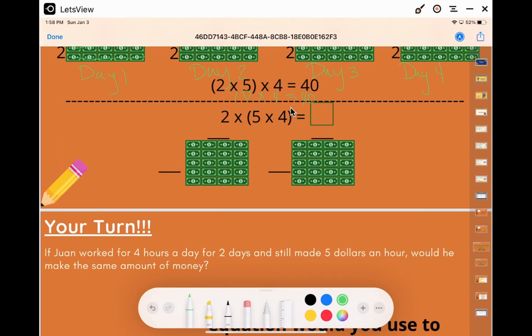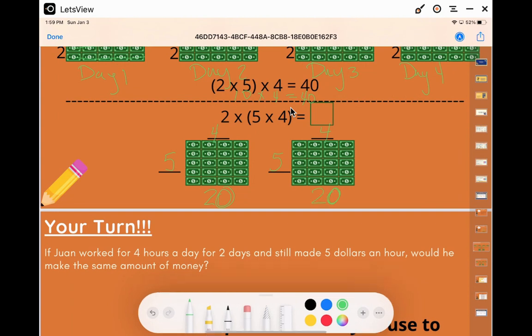If I want to count my rows here, I have 1, 2, 3, 4, 5 rows and 4 columns. And my other picture is exactly the same. It is also 5 rows and 4 columns. Well, I can skip count by 5s to solve this. 5, 10, 15, 20. So that tells me that there are 20 in this array. And this one's exactly the same. It's got 20 in it as well.